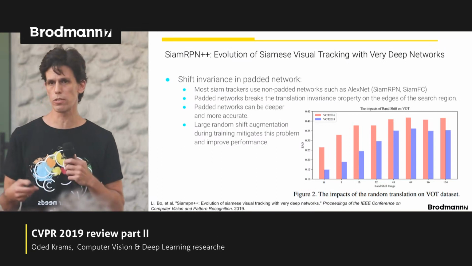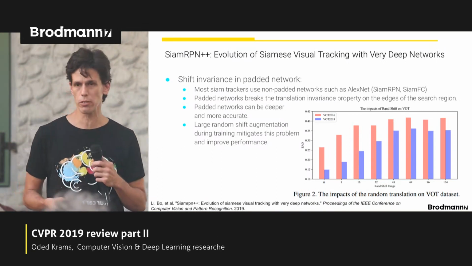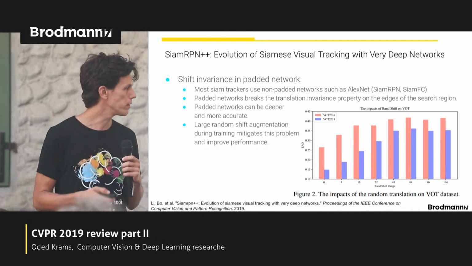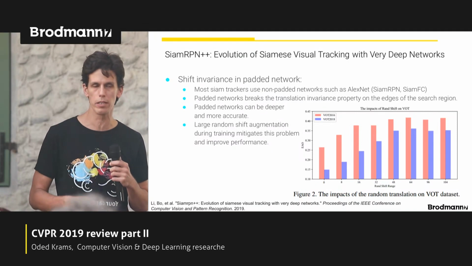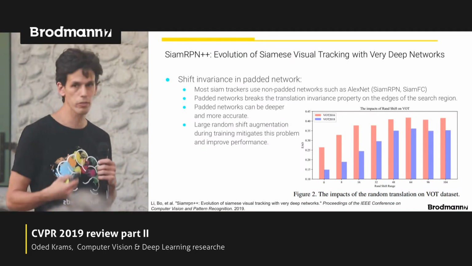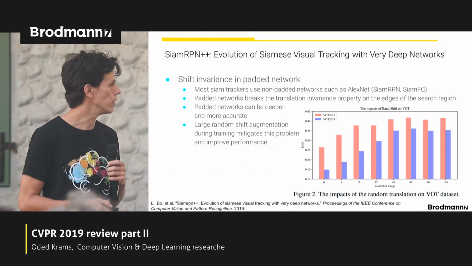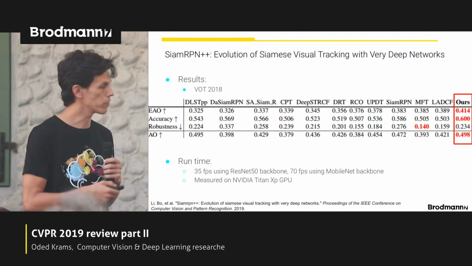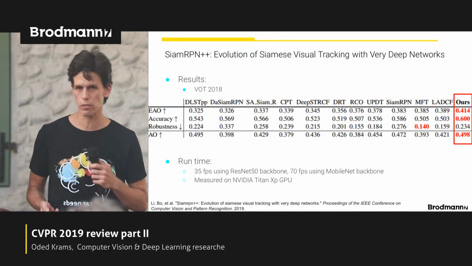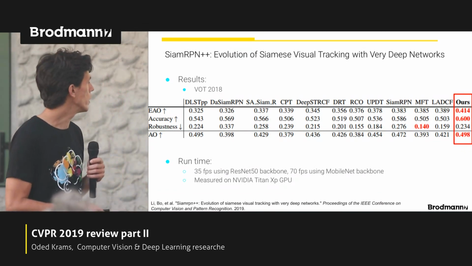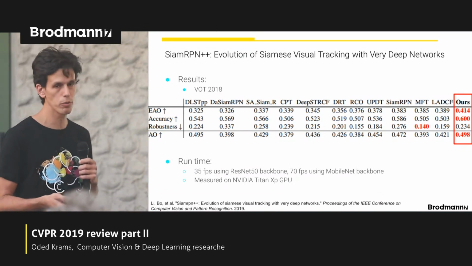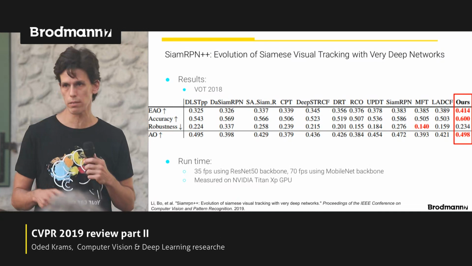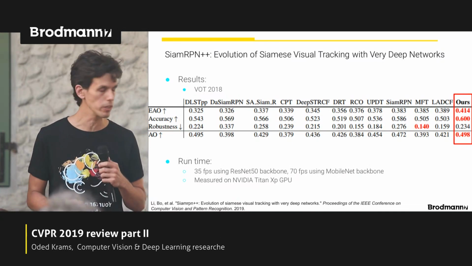So what they do is use large random shift augmentation during training, which wasn't done before, and they show here that it mitigates the problem and they improve accuracy as you increase the shift augmentation. So this is another innovation that they present, and in the result here on a dataset called Brodmann17, they show significant improvement in accuracy and EAO. But the robustness is a bit smaller than the previous state of the art.